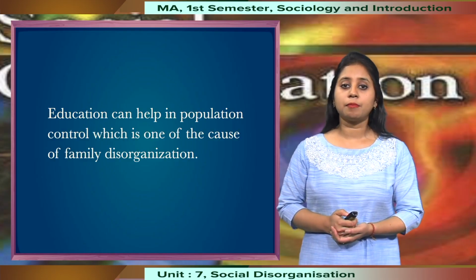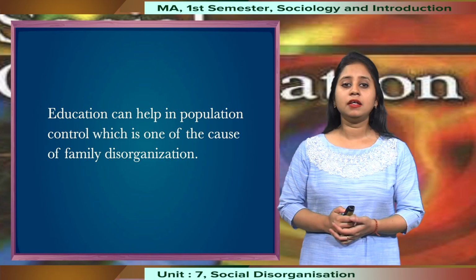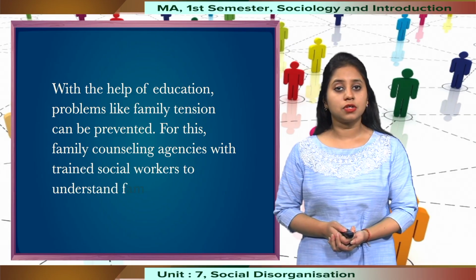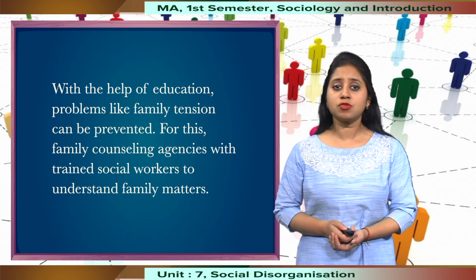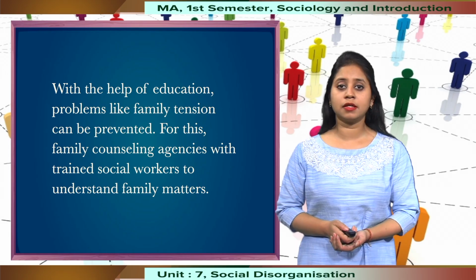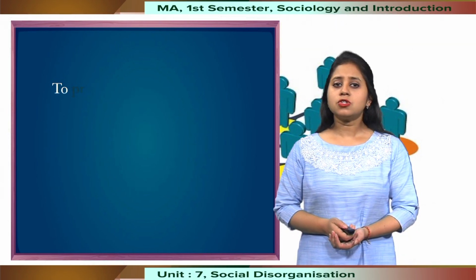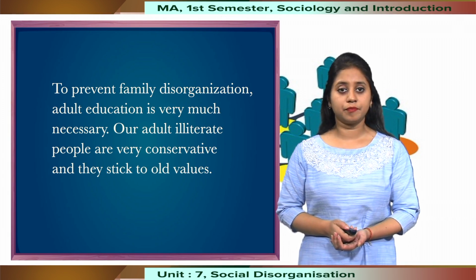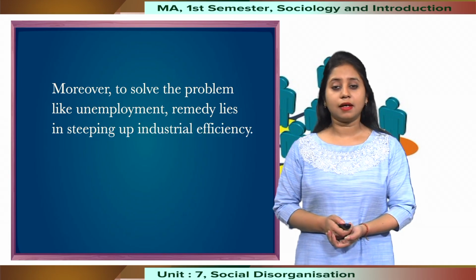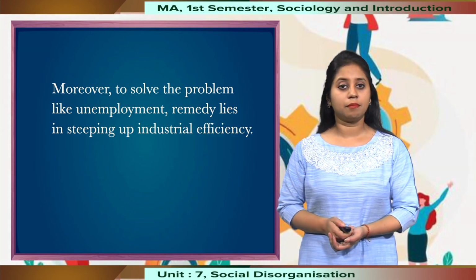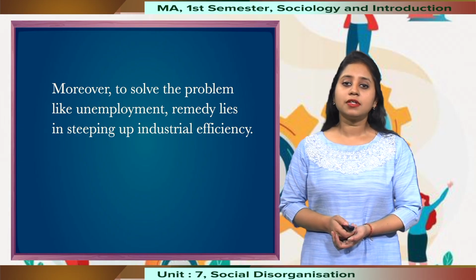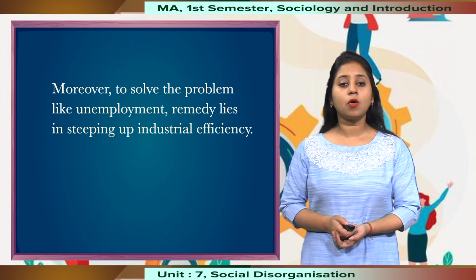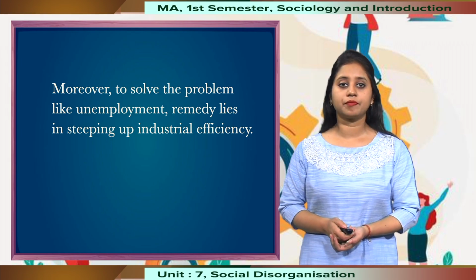Education can help in population control, which is one of the main causes of family disorganization. With the help of education, problems like family tension can also be prevented by providing family counseling through various agencies. To prevent family disorganization, adult education is also very important. Moreover, to solve problems like unemployment, the remedy lies in stepping up industrial efficiency. For this, a country should reconstruct and overhaul the educational system according to the changing environment of the country.